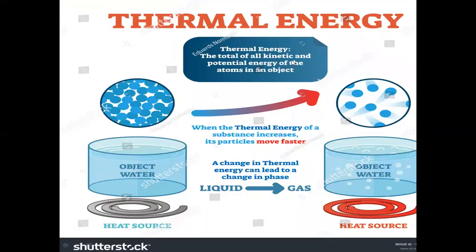Second, thermal energy. Thermal energy is the total of kinetic energy and potential energy of the particles, molecules or atoms of an object. Now, heat is the transfer of thermal energy from a hot object into a cold object, from a hot resource into cold water in the container. So heat is the transfer of thermal energy from high temperature into low temperature. When the thermal energy is transferred from a hot object into a cold object, the particles move faster and the kinetic energy of the particles increases.